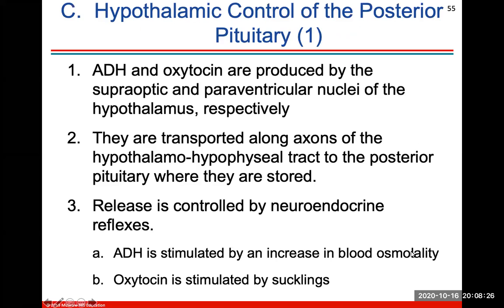ADH and oxytocin are produced in the hypothalamus, and then they are transported through this hypophyseal tract to the posterior pituitary, where they are stored until they will be released. Oxytocin is stimulated by the sucking of the mammary gland or the nipple, and if you're a mom, you know what I'm talking about. Oxytocin will allow that letdown reflex to occur, where the milk will be let down. And ADH is stimulated by an increase in blood osmolarity, which has to do with blood concentration.